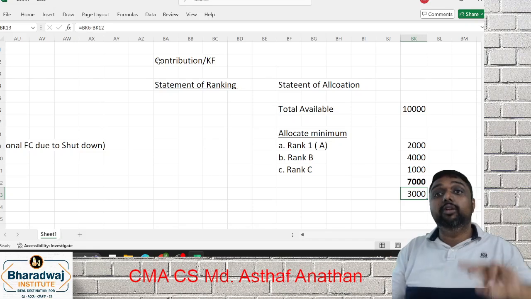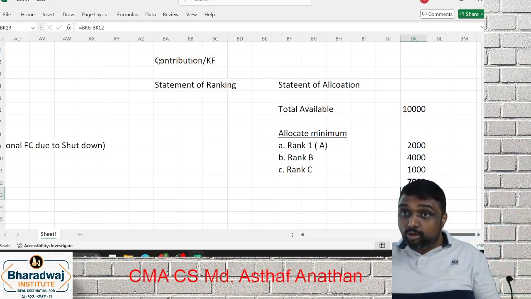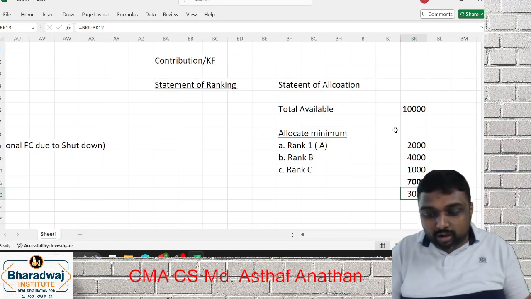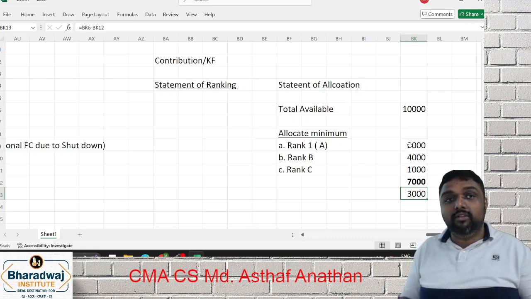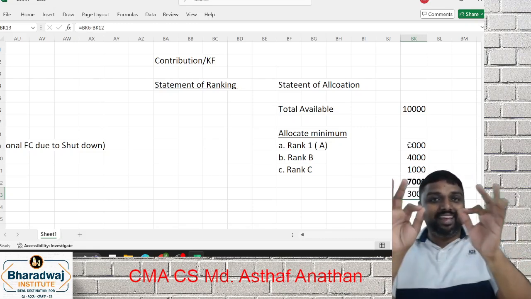This balance will be given for rank 1. How interesting. Sometimes very advanced, subject to his maximum. Suppose his rank 1, we can allocate only maximum 4,000. 3,000 we have available, 4,000 only will you balance 1,000 will go to rank standard.